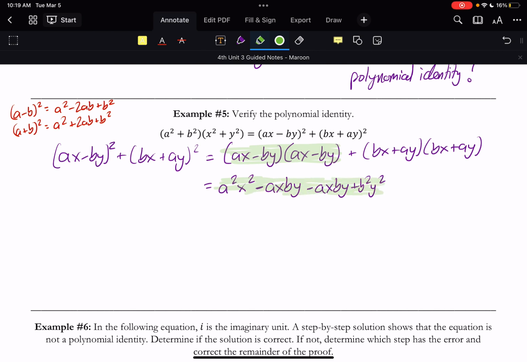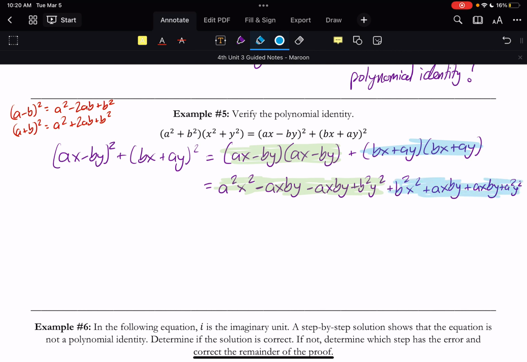And now I can do the same with the second part. So I have bx times bx, so that's plus b squared x squared. Bx times ay is plus ax by. Again, because we know that multiplication is commutative. And then I have plus ax by again. And then plus a squared y squared. So that is multiplying out all of that second set of binomials.